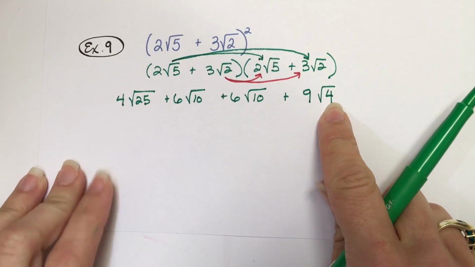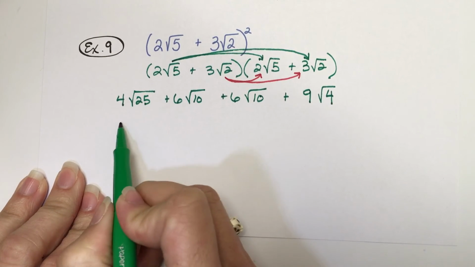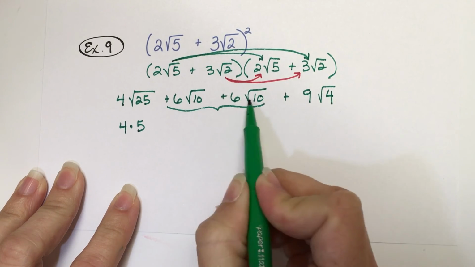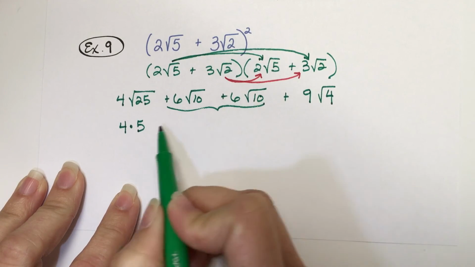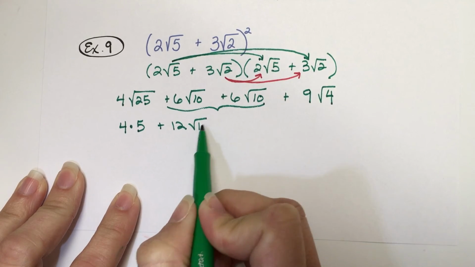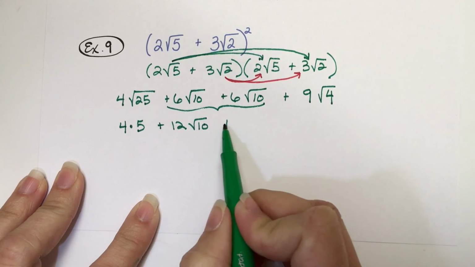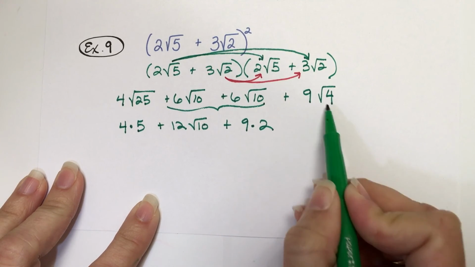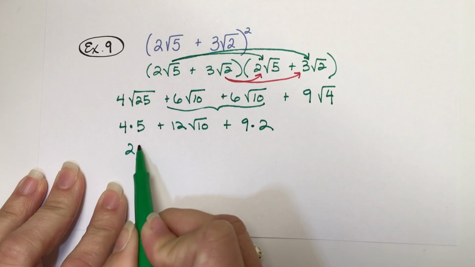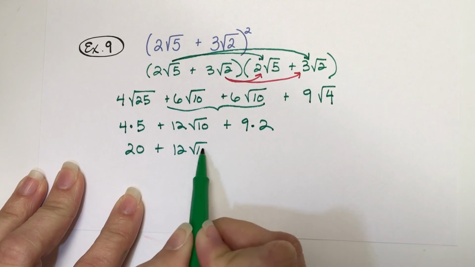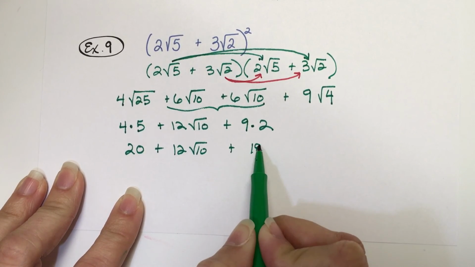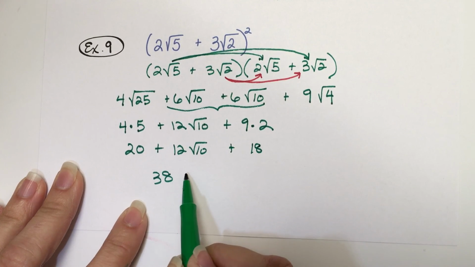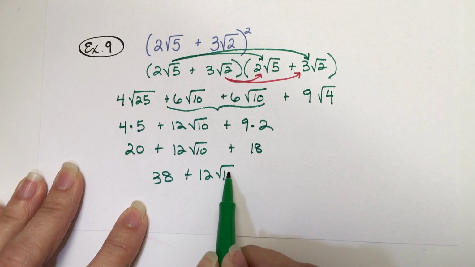They are perfect squares. So this would just be the same thing as 5. So 4 times 5. You can combine these two. Remember, we've just learned how to add those. So that'll give me 12 square root 10. And then here I'm going to have 9 times 2. Square root of 4 is 2. So this is 20. This is 18. And now I can add the 20 and the 18. So I'll have 38 plus 12 square root 10.